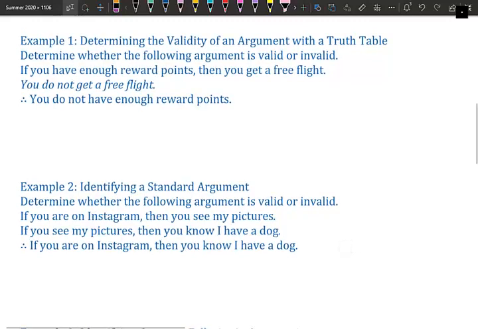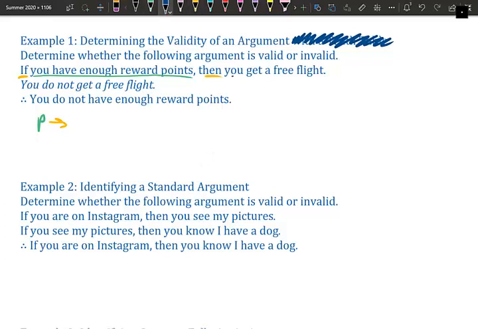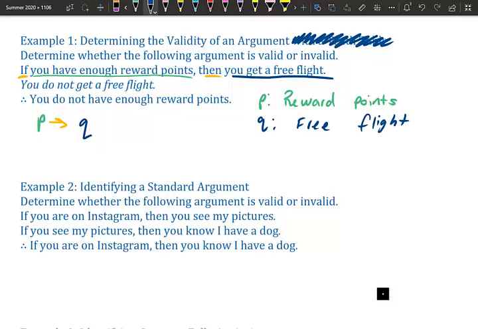We're not going to use the truth table for example 1 because it follows one of the known arguments. So let's just take that away. Our P is: if you have enough reward points. That's P. Our connective is if then: you get a free flight. That's Q. You see how we drop down to the next sentence? Our P was reward points, our Q was free flight. Dropping down to the next line is like pressing enter, which means it's literally the next line in the argument.